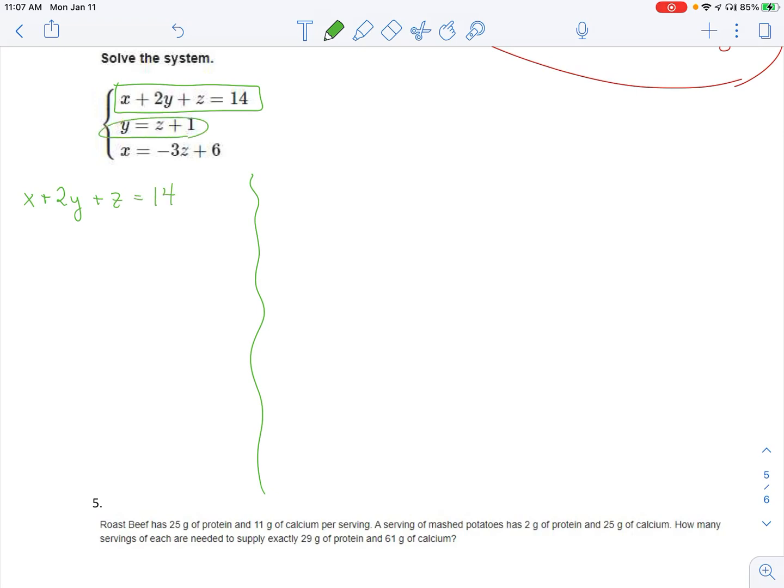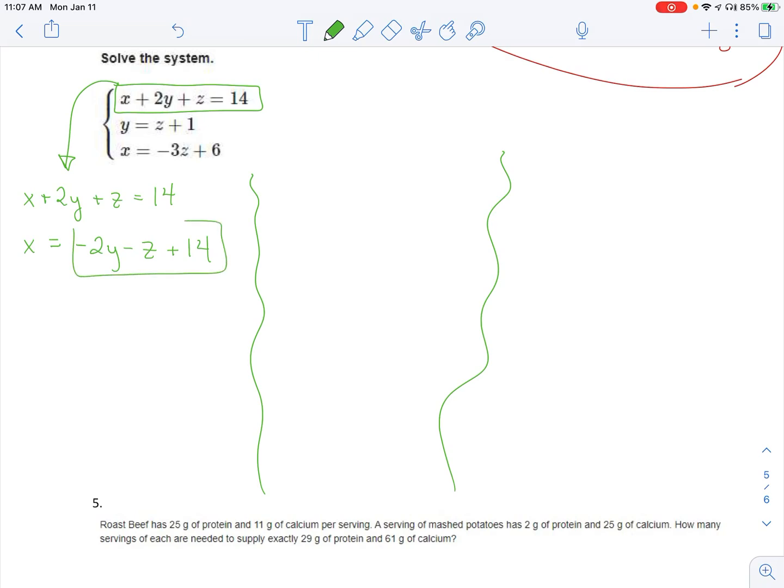A lot of you might be able to eyeball that one to start with, but that's totally your choice. I'm just going to stay consistent. Some people like just one set method. So take the first one and solve for a variable. I'll solve for x. So x equals negative 2y minus z plus 14, middle column.